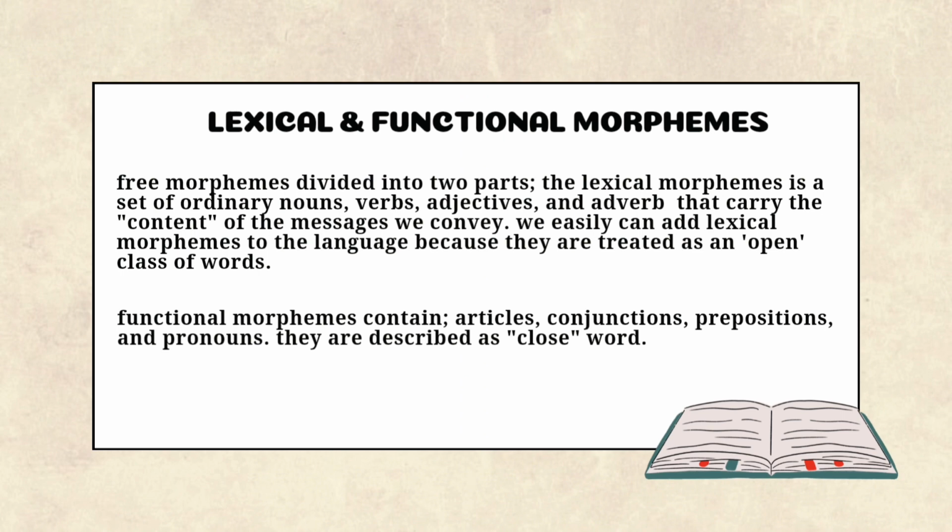Lexical and functional morphemes. Free morphemes divide into two parts. The lexical morpheme is a set of ordinary nouns, verbs, adjectives, and adverbs that carry the content of the message we convey. We can easily add lexical morphemes to the language because they are treated as an open class of words. Functional morphemes contain articles, conjunctions, prepositions, and pronouns. They are described as closed class words.